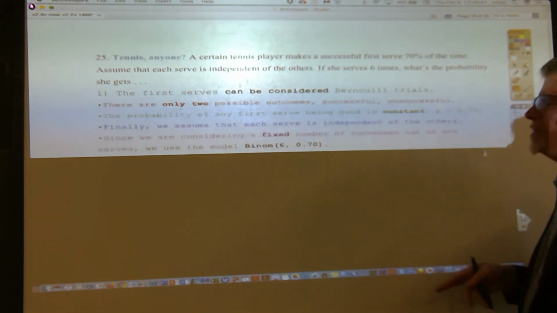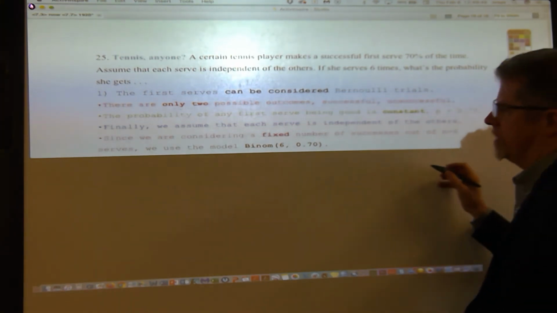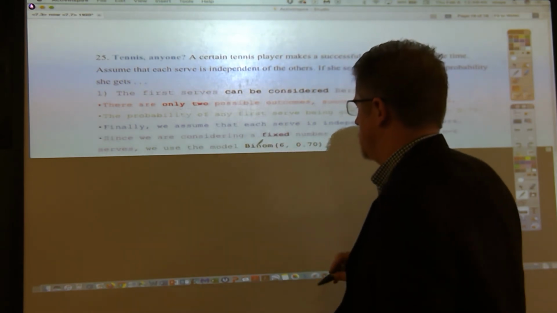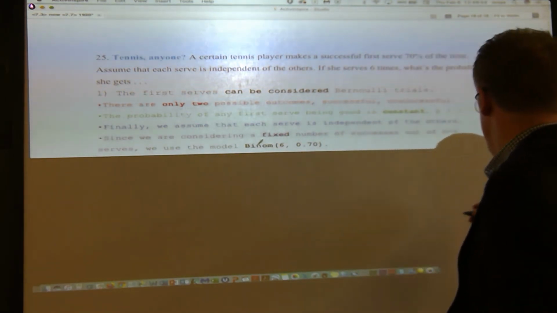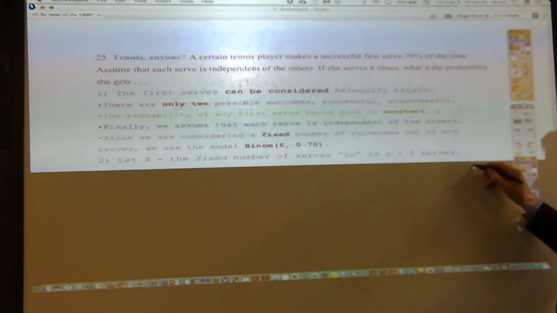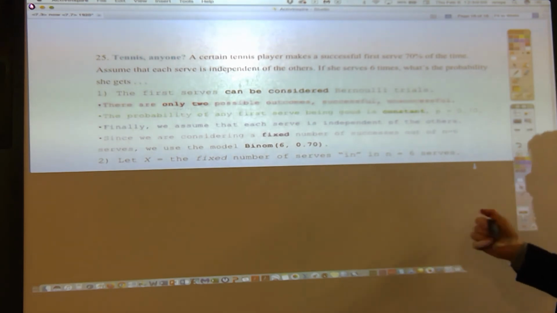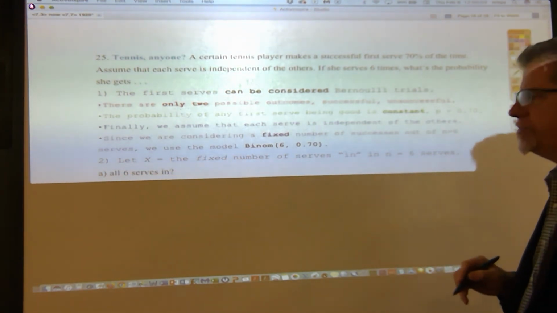Some people write binom, but you don't have to. All you have to do is write B. So B of 6, 0.7. We're trying to find, if X is the number of serves that are in out of n equals 6 serves. So see if you can do part A on your own.